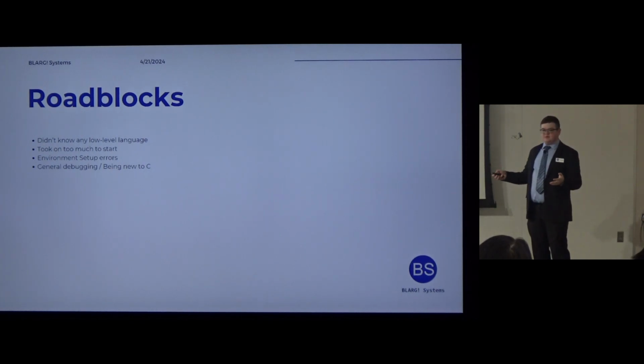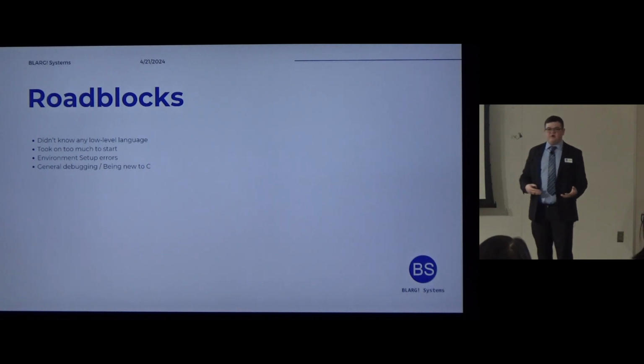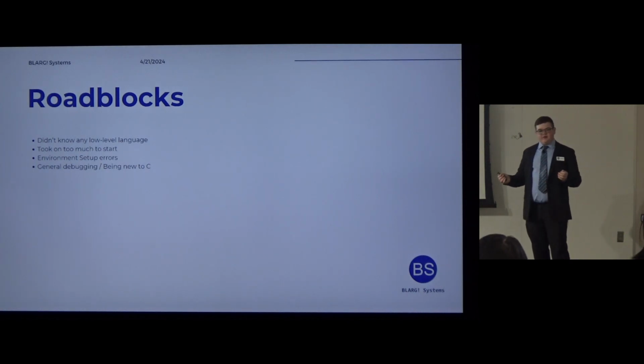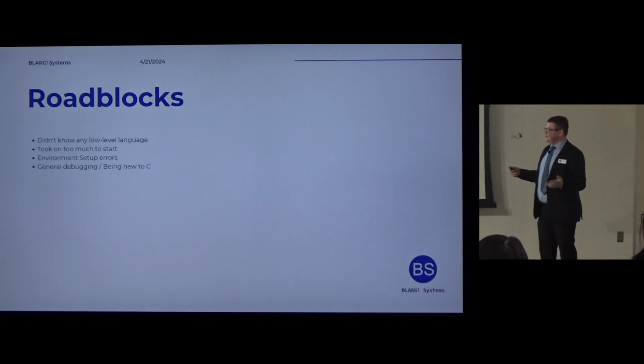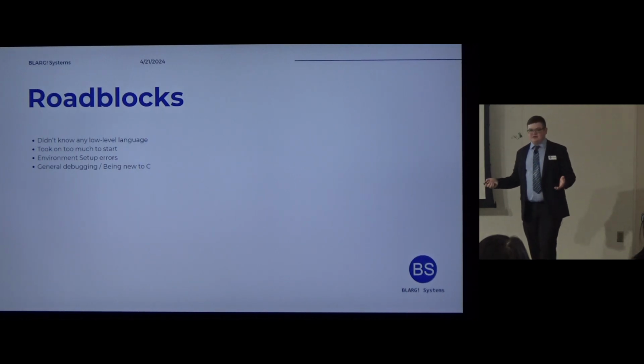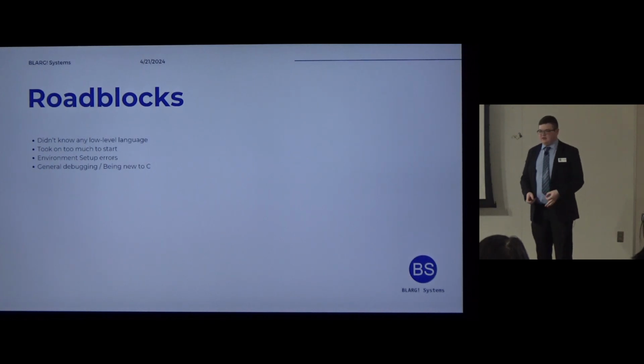I also had a lot of issues with just setting up my environment and getting this to work. School computers are a little fickle with how to access command prompt, but I found ways around that. And then also just generally bugging and being new to C again. That was my biggest time sink here. I had so many dumb little bugs that were caused by me just having no experience in doing it.